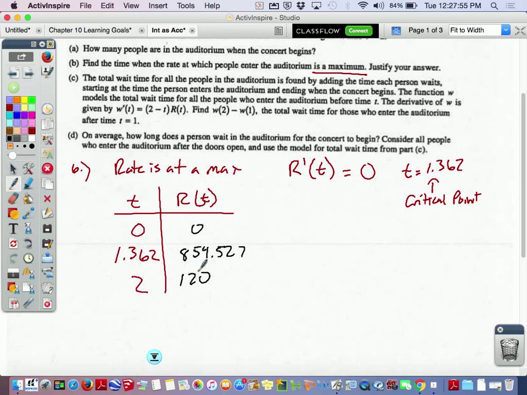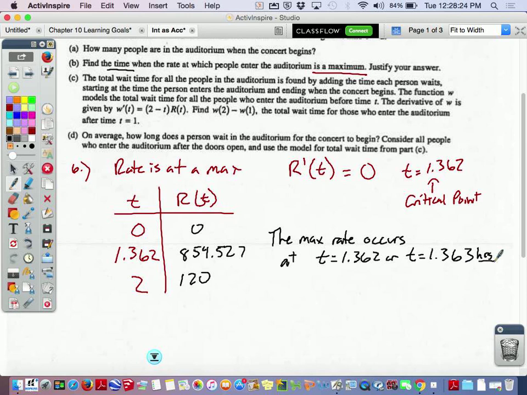So the question is saying find the time when the rate at which people enter is a maximum. We would then say the max rate occurs at t equals 1.362, or we could say t equals 1.363, and then that would be hours.